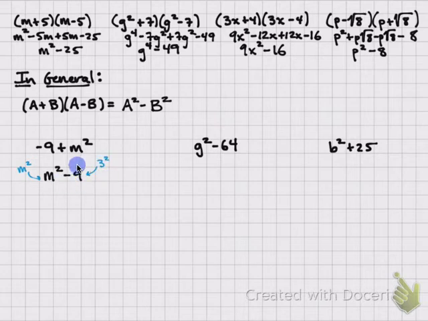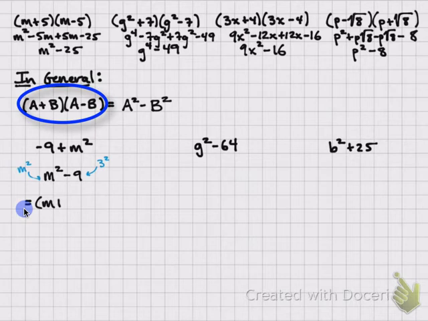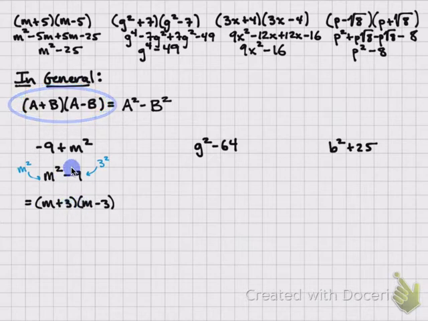So, do we have a polynomial of this form? Something squared minus something else squared? Absolutely. Therefore, we can determine that this polynomial can be factored as m plus 3 times m minus 3. And if you want, you can always multiply these together to confirm that this would be your product.